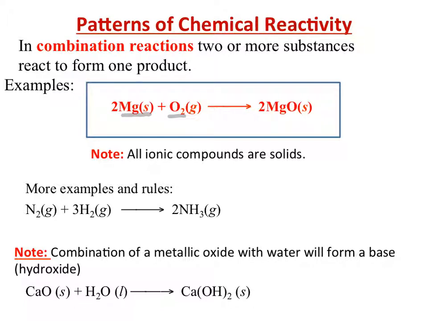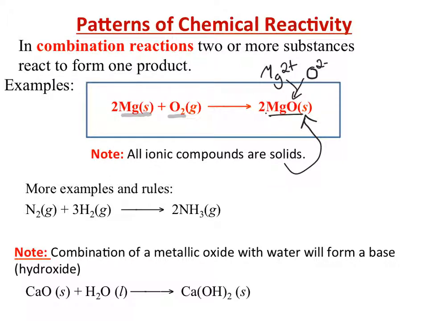Well, in these combination reactions, we're going to form ionic compounds. So really, we have magnesium ion reacting with oxygen or oxide ion. And so we're going to end up swapping those charges, and we get MgO. So we predicted the products of this reaction. We know it's a solid because all ionic compounds are solids, and we can then balance the reaction.